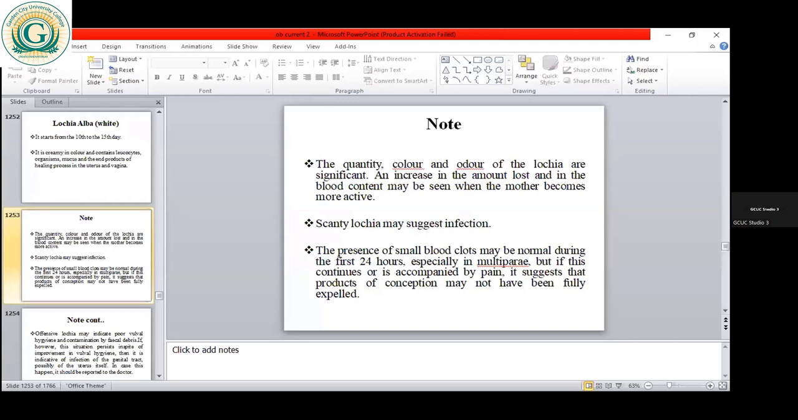So the normal thing is that the woman should discharge blood, but in a comfortable situation. That doesn't mean that the woman will not experience some pain, but if the pains are just too much for her, then it means there's something wrong. Not all the products have been discharged.